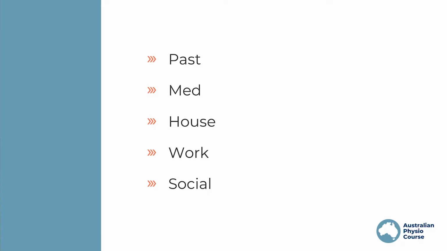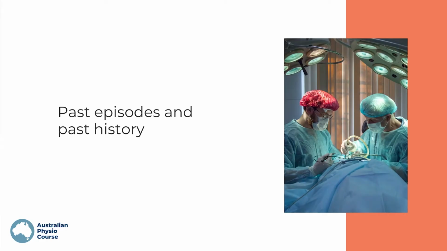After walk, snore and FATMAT, here's the next list of words that I want you to write one beside the other. Past, med, house, work, social. Past is for past history. It's natural to ask if the patient has had any issue in the past, maybe previous episodes of the same issue, or surgeries or fractures.